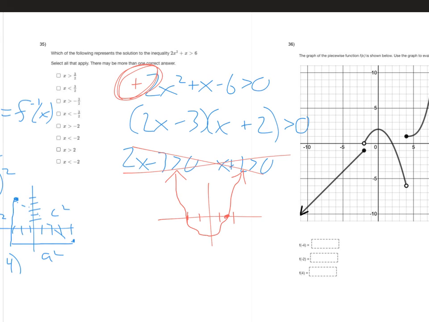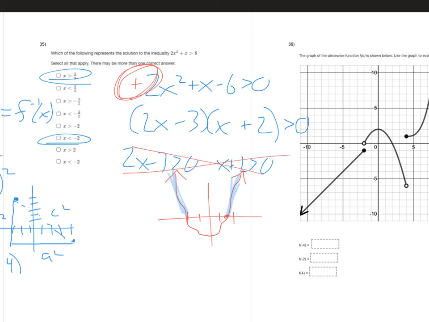So where is this parabola positive? Where are the outputs positive? Well, they're positive here and here. So that's when x is less than negative 2, because we're going to the left of this negative 2 to get these positive values, and to the right of the positive 3/2. So that tells me that my answer is x is less than negative 2 and x is greater than positive 3/2.